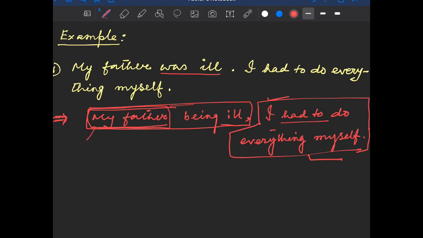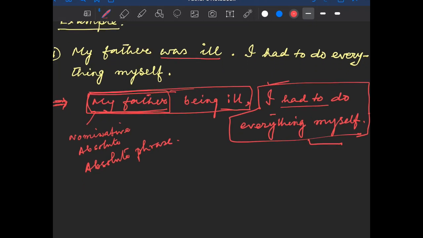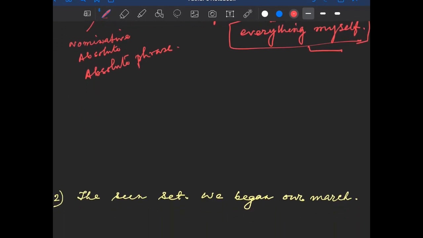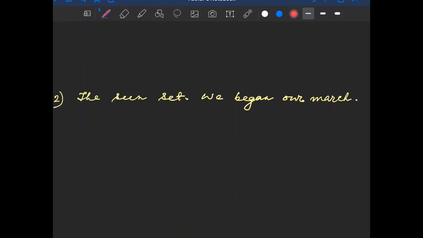So my father is called nominative absolute and the total thing is called absolute phrase. Okay, so my father being ill, this is the absolute phrase, and I had to do everything myself, this is a sentence. Okay, now see the next part and see.